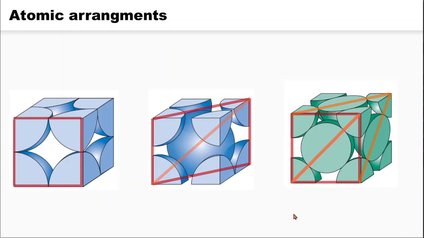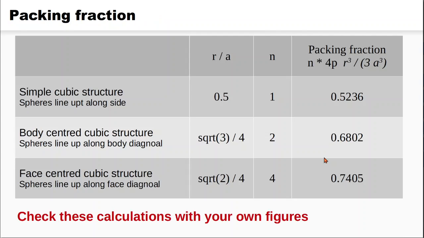This implies that the side a in the simple cubic structure is equal to 2 times the radius of the atom. However, if you look at the face-centered cubic structure, you see that 4 radii are packed along one face diagonal. In other words, the face diagonal, which is basically the square root of 2 times a, is equal to 4 times the radius. This allows us to compute the packing fraction in these structures. I'm sure you have done this earlier. Here are the results, and I would like you to check and confirm these results.